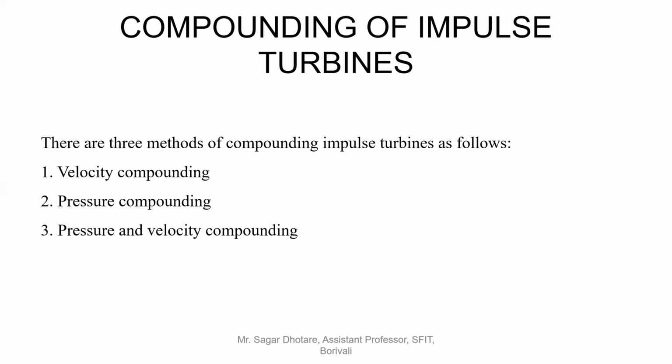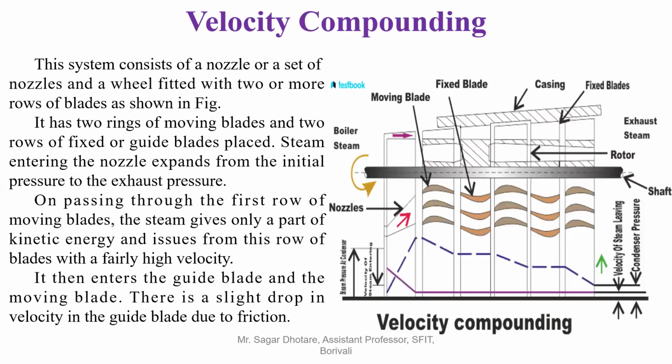Now it is very important, students, please note that the question of why compounding is necessary in a steam turbine is generally asked. The theory is normally asked for 4 marks, and the explanation of velocity, pressure, and velocity-pressure compounding is generally asked for 8 marks. So we can prepare accordingly. Now let's see velocity compounding.